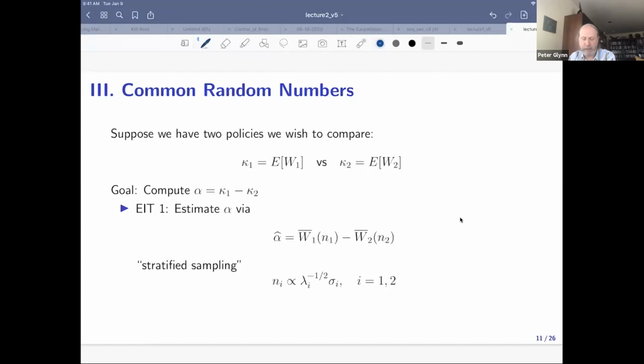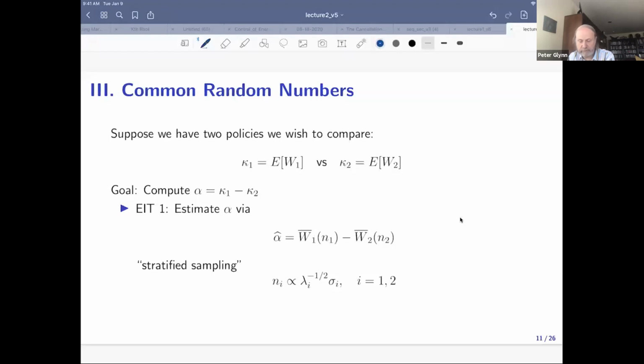And we're trying to compare the expected value of W1 versus the expected value of W2. Of course, in doing the comparison, we'd like to look at is the expected value of W1 bigger than the expected value of W2. We'd probably also like to know the magnitude of that difference. So we're trying to compute the difference between kappa 1 and kappa 2, kappa i being the expected value of Wi.